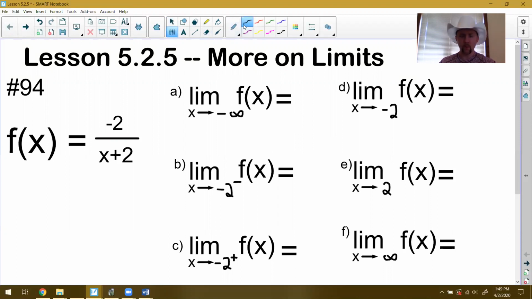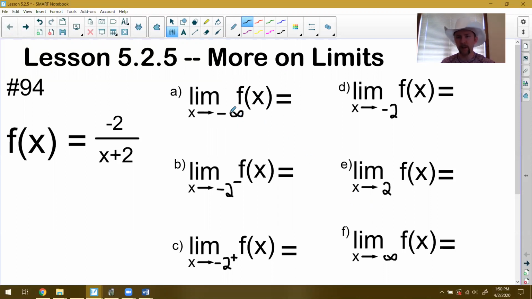What I want you to always remember when you're finding a limit at infinity or negative infinity is I want us to be thinking 10 billion. I want us to be thinking 100 billion. I want us to be thinking of a gigantic number, or in the case of negative infinity, a gigantic negative number. That's the value that our variable x is going to take on. So we're going to start with a and f, and we're going to deal with these infinities first. And we're going to start with negative infinity.